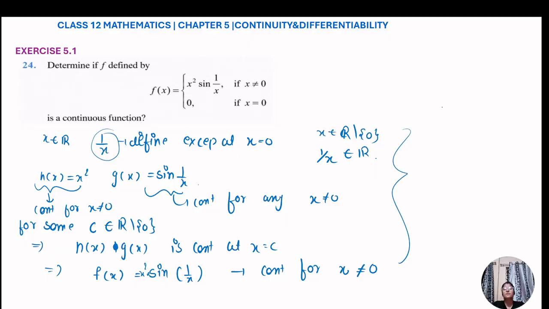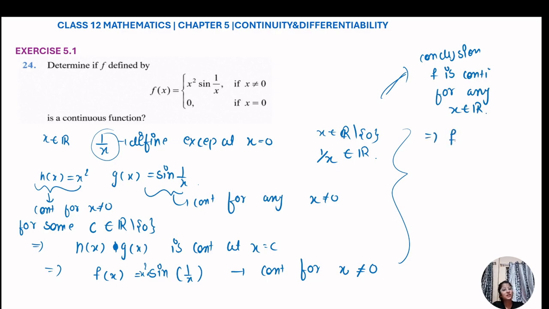So what will be our conclusion? That f is continuous for any x belonging to the real numbers. So this means f is continuous in its whole domain. That means f is a continuous function. When the function is continuous in its whole domain, we only mean this as a continuous function. So we determine that f is a continuous function. Okay, so we are done with question numbers 21, 23 and 24.